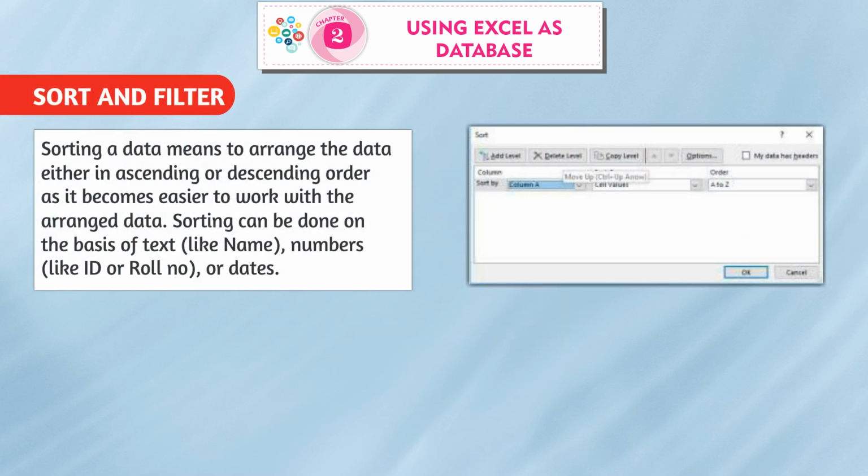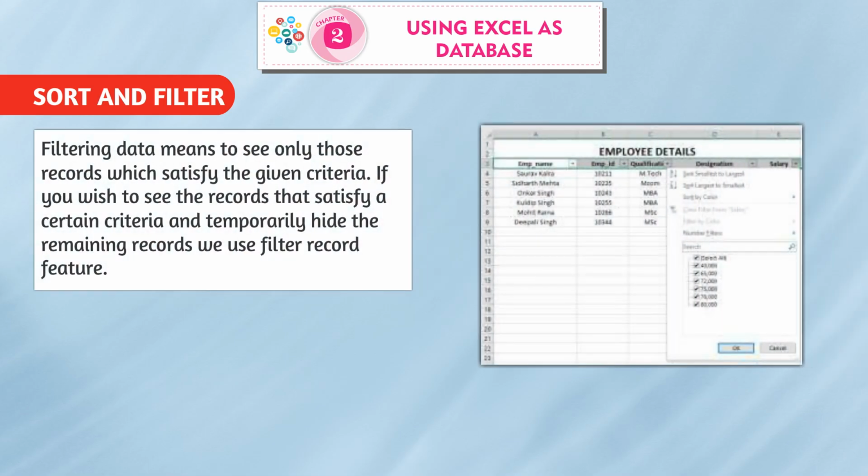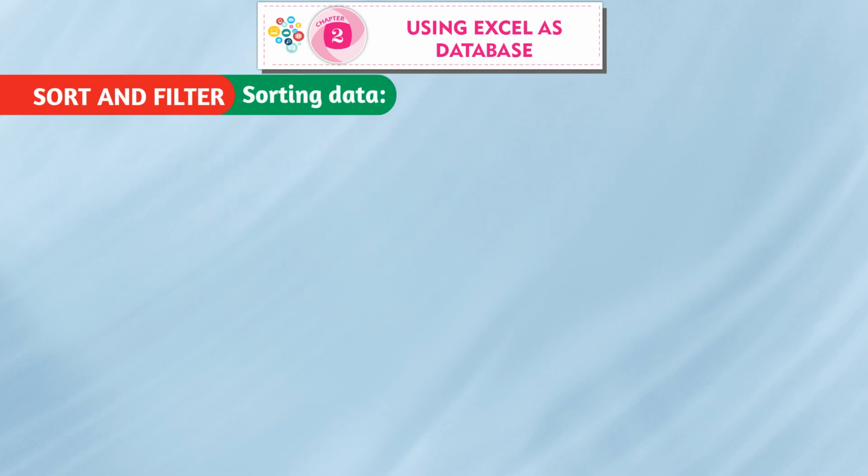Sort and filter. Sorting a data means to arrange the data either in ascending or descending order as it becomes easier to work with the arranged data. Sorting can be done on the basis of text like name, numbers like ID or roll no or dates. Filtering data means to see only those records which satisfy the given criteria. If you wish to see the records that satisfy a certain criteria and temporarily hide the remaining records, we use Filter Record feature.